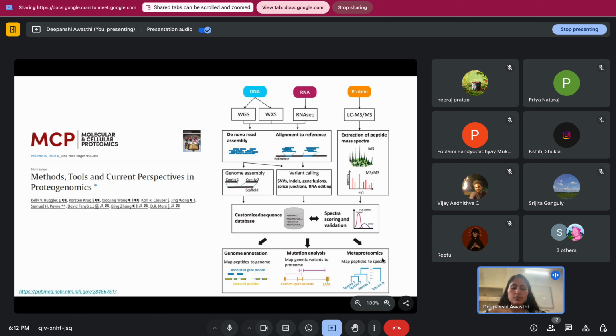We can also do metaproteomics, in which we study to which species the genome or peptides belong, because various microbiomes are also present inside us. So when we obtain those samples, it will also help us to map those peptides to different species, or to study the microbiome which is present inside us.